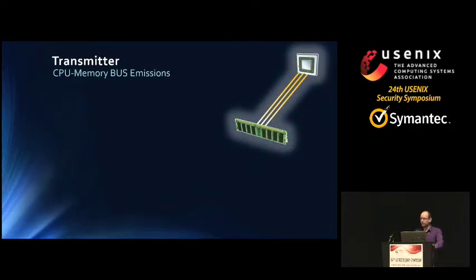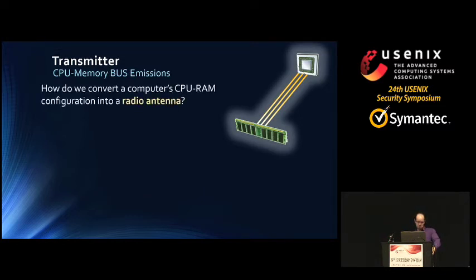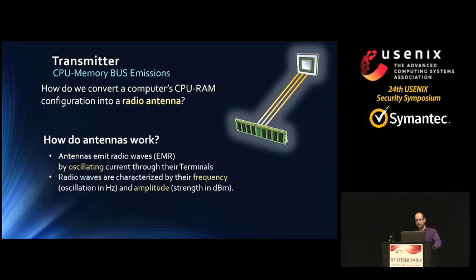As Mordechai pointed out, basically the transmitter, or should we say the main point where the radio waves are coming out, is the CPU-memory configuration. What I'd like to point out is, first of all, how do antennas work? Let's do a quick overview. Antennas emit radio waves by oscillating a current through their terminals. And radio waves are characterized by two ideas. One is their oscillation in hertz, and two is their amplitude, or their strength, usually measured in dBm.